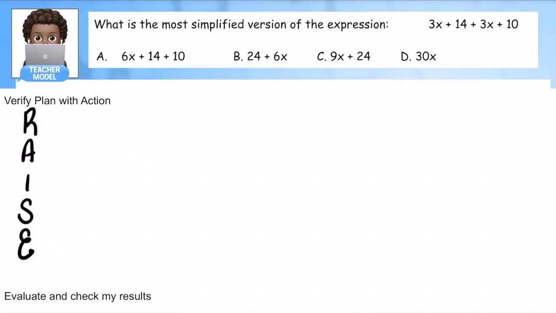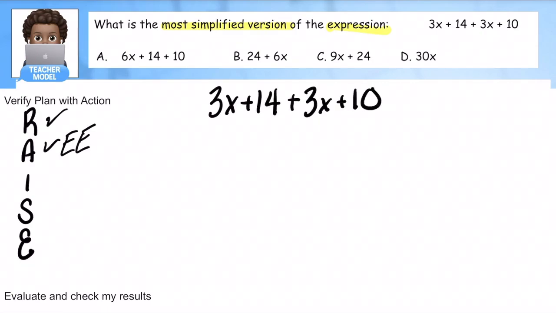We're going to use RAISED for this next one because it's multiple choice. What is the most simplified version of the expression 3x plus 14 plus 3x plus 10? And they gave us 3 different options. So this is obviously an EE problem. Our key information, we have our expression 3x plus 14 plus 3x plus 10. So that's our key information, and we know that we're going to combine our like terms.